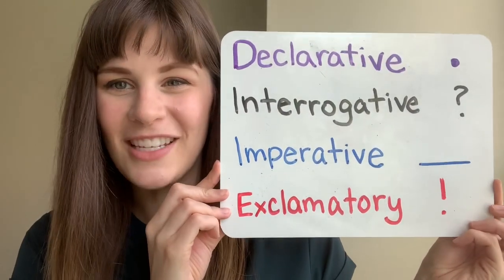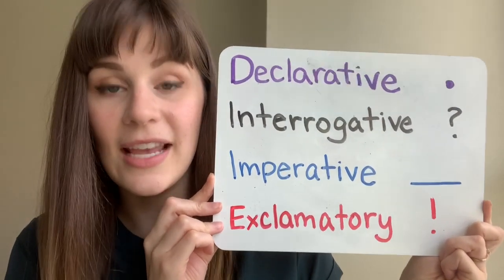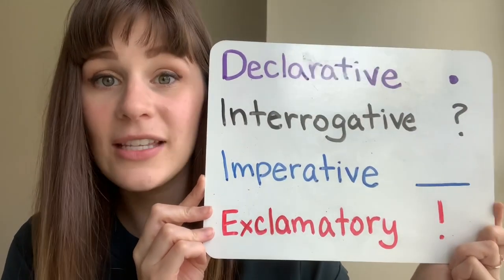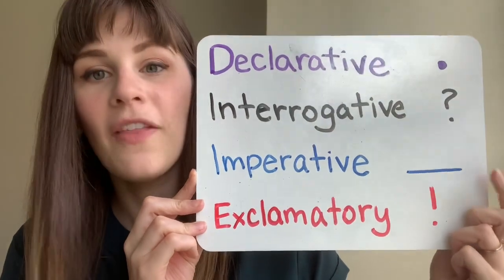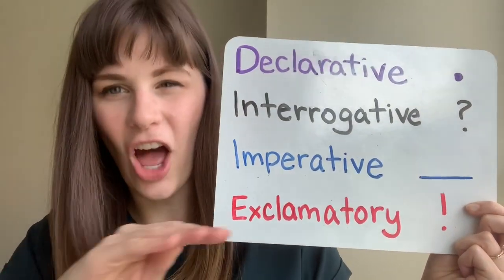The third type of sentence is an imperative sentence. An imperative sentence is a command. You're telling someone what to do. That's why I have this line here. It's meant to be like an underline under the word. So an example could be, you should study English. I'm telling you what to do. Or, make sure you don't forget to do the dishes. These are all examples of imperative sentences.